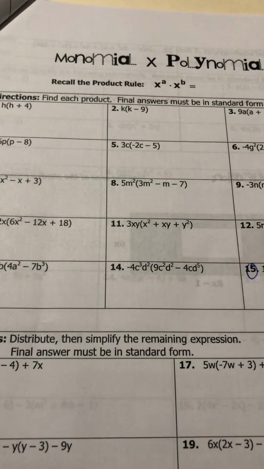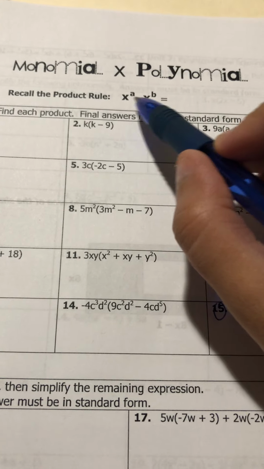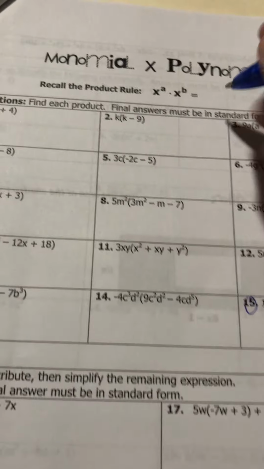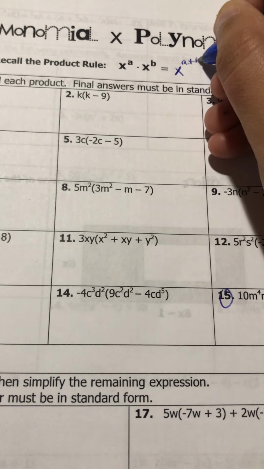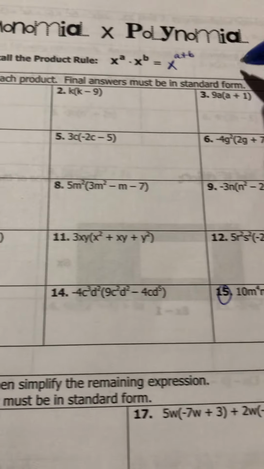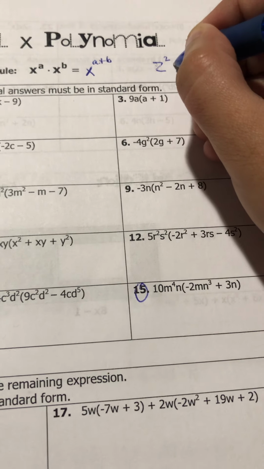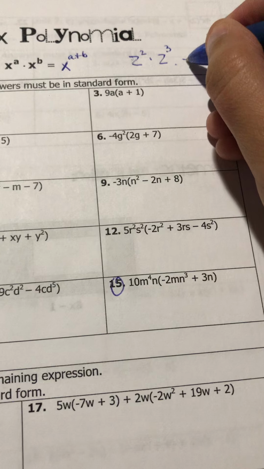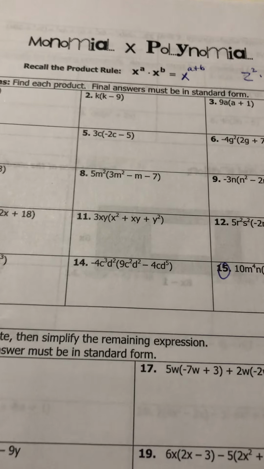So let's recall the product rule: if the same variables are being multiplied, their exponents are being added. This can be written as x to the power of a plus b. For example, if z to the power of 2 times z to the power of 3 are being multiplied, the final answer would be z to the power of 5. We're recalling the product rule.